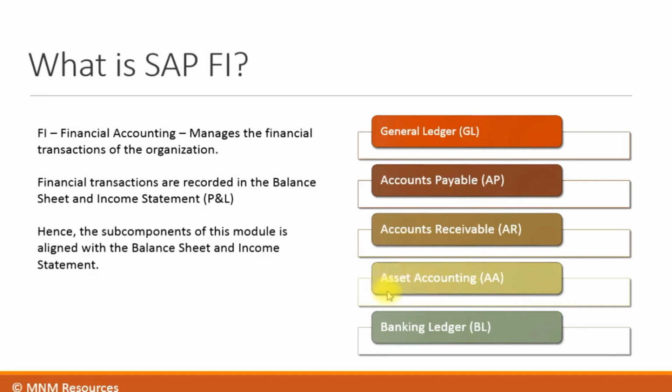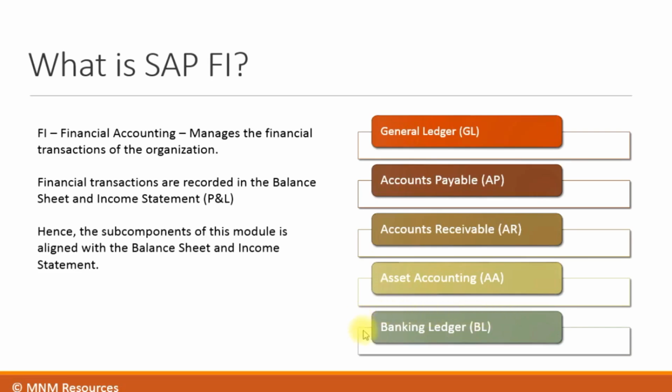Then you have asset accounting. Now the term asset accounting is specifically for the fixed assets. So fixed assets, of course, is your land, building, vehicles, anything to do with the heavy machinery. It is all your fixed assets. It's coming under the asset accounting side of SAP.